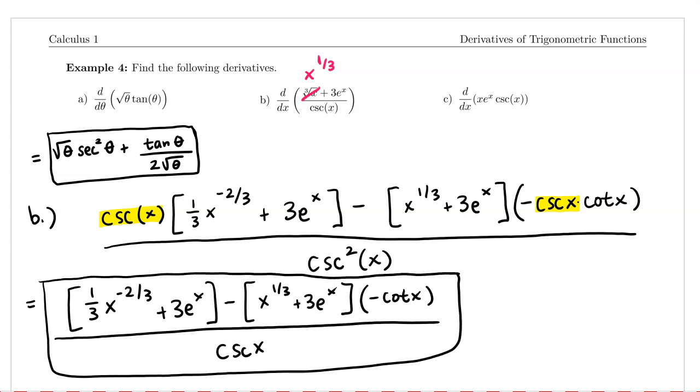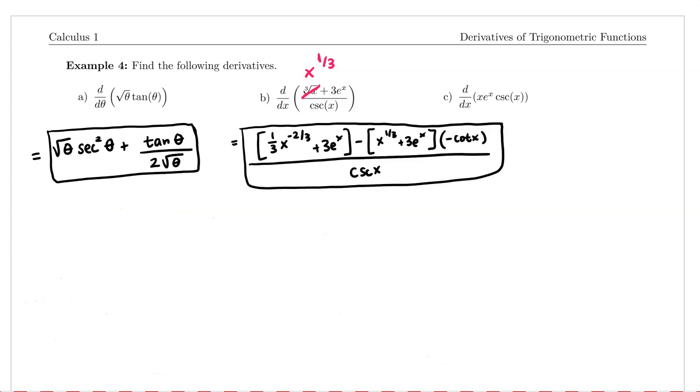For part B, of course, you could go about cleaning this up a little bit more. I'm just going to go ahead and leave my answer like this. All right, for part C, hold on because it's going to be a bumpy ride. We have to take the derivative of x times e to the x times cosecant x.